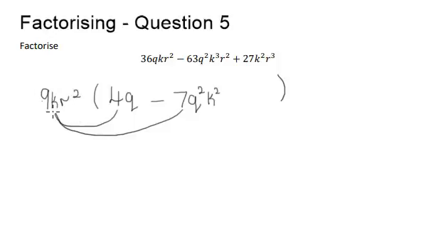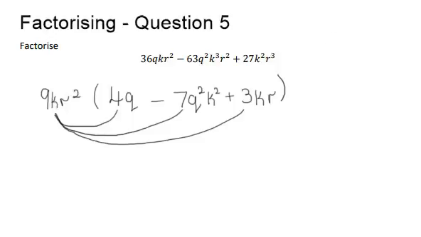Okay, the last one we need to look at is this 27. Well, 9 times by 3 gives me 27. I've got a K, but I needed K squared, which means that I need an extra K in here. And I've got an R squared, but I need an R cubed. So I'm going to have an extra R in there. And if I times that together, I'll get my 27 K squared R cubed.